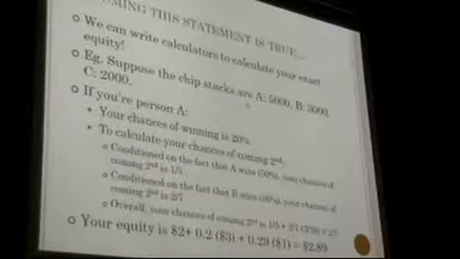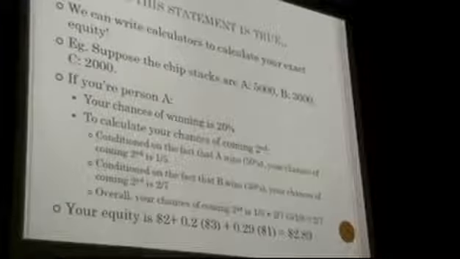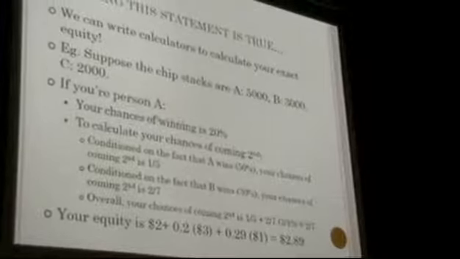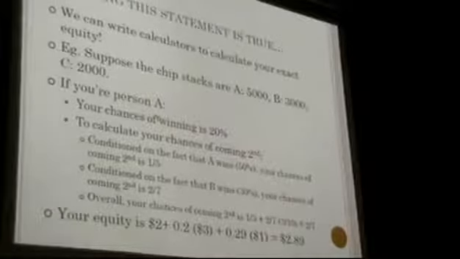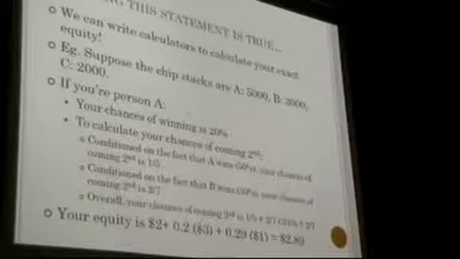Suppose the chip stacks are: player A has 5,000 chips, player B has 3,000 chips, and player C has 2,000 chips. Sorry, there's a mistake. I meant if you're player C. Okay, so the slide is wrong. If you're player A, your chance of winning the tournament is 50%. If you're player C, then your chance of winning is 20% by this model.